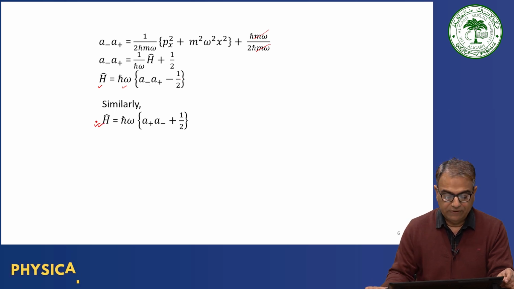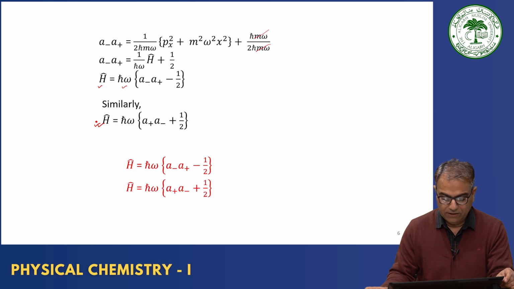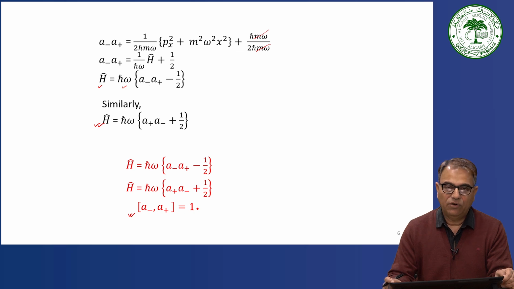As homework, you should try to do this also: if you calculate the commutator for A minus A plus, it is equal to 1. So now in terms of the ladder operators A plus and A minus, we have got the Hamiltonian operator and also the commutator for A minus A plus. Using these ladder operators, we will be able to find the energy eigenvalues and the eigenfunctions also. In the next module, we will be talking about these. Thank you.